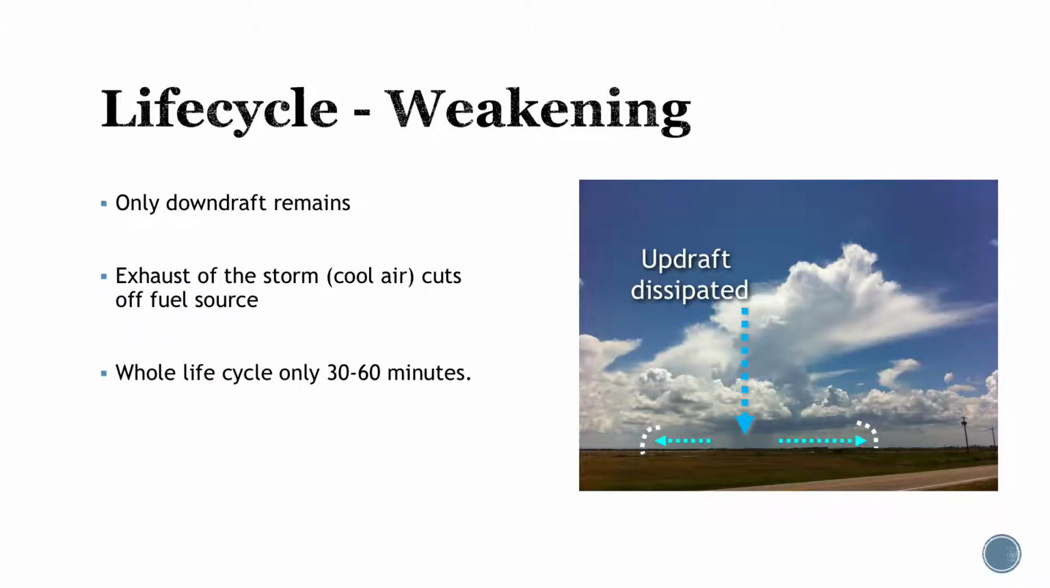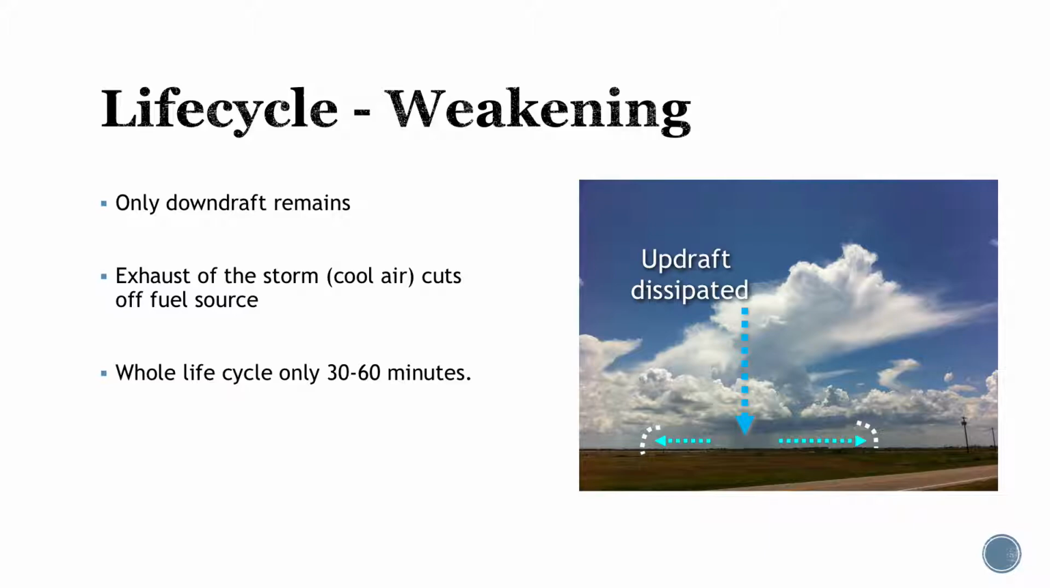The thunderstorm begins to weaken though, because as that cool air hits the surface, it spreads out in all directions and cuts off the fuel of the thunderstorm. So just like if a car runs out of gas, it stops working. When that fuel, that warm, moist air, gets cut off, when it disappears, the thunderstorm begins to die because there's nothing left to fuel it.